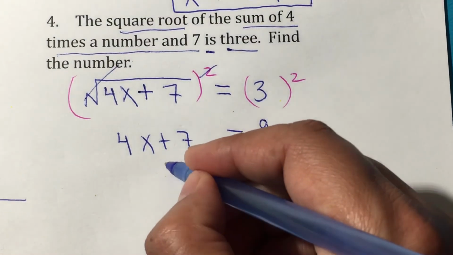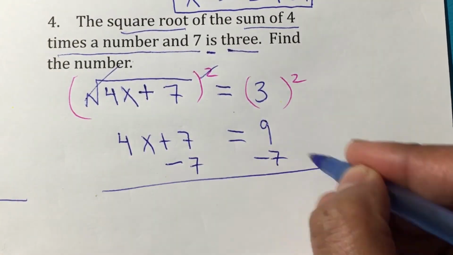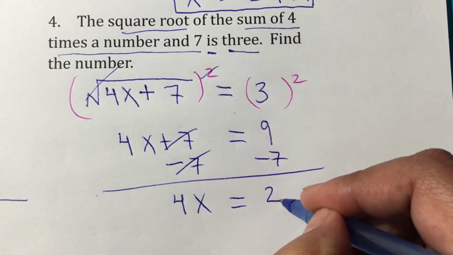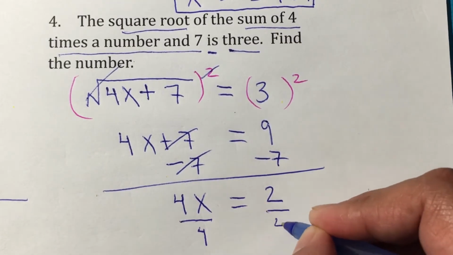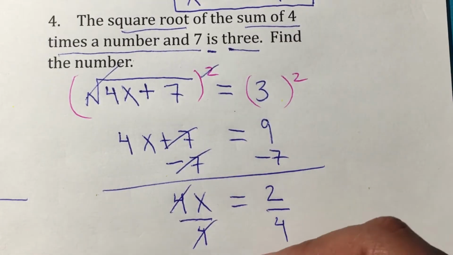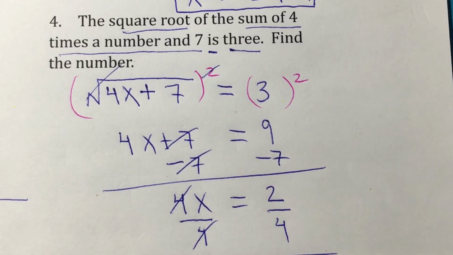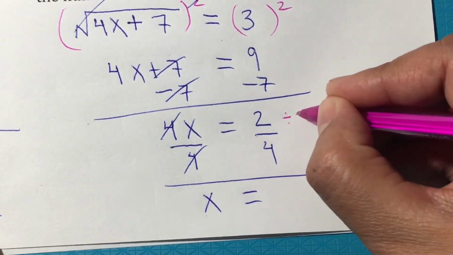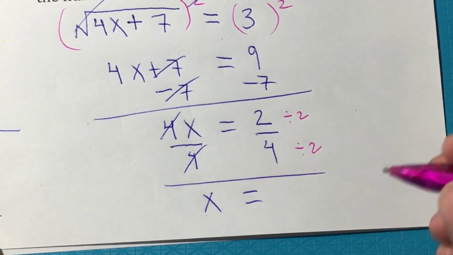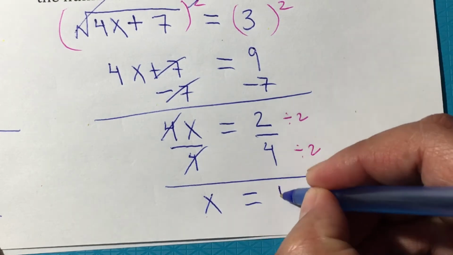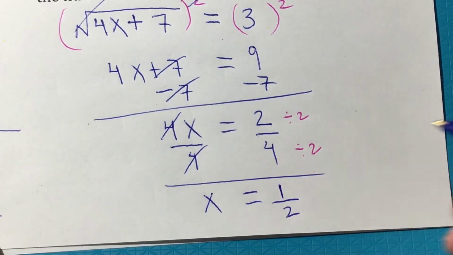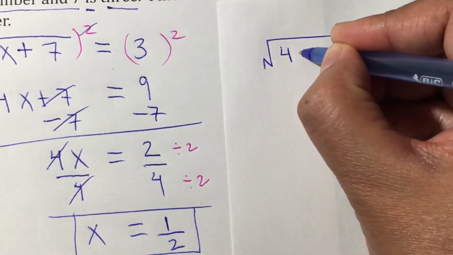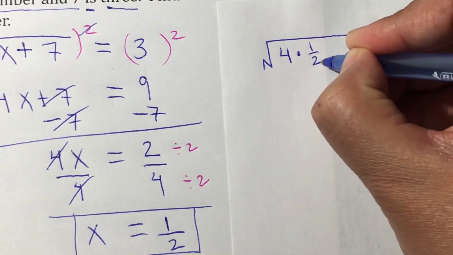And then I start solving. Minus 7, minus 7. I get 4x equals 2. I divide both sides by 4. And so x is equal to 2/4. But if I simplify, I can divide both by 2. And 2 divided by 2 is 1. 4 divided by 2 is 2. So it's 1/2.